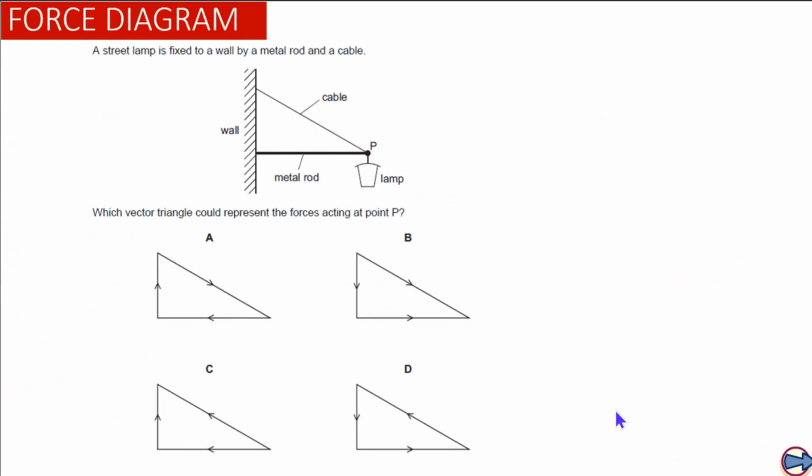This is our second question, and it is about a street lamp. A street lamp is attached to a fixed wall by a metal rod and a cable. As you can see here, the cable is here and the metal rod is here, the lamp is attached at this point, and here is the wall. We need to find which vector triangle can represent the forces acting at point P, and here is point P. We need to understand the forces acting at point P and be careful with the direction of forces.